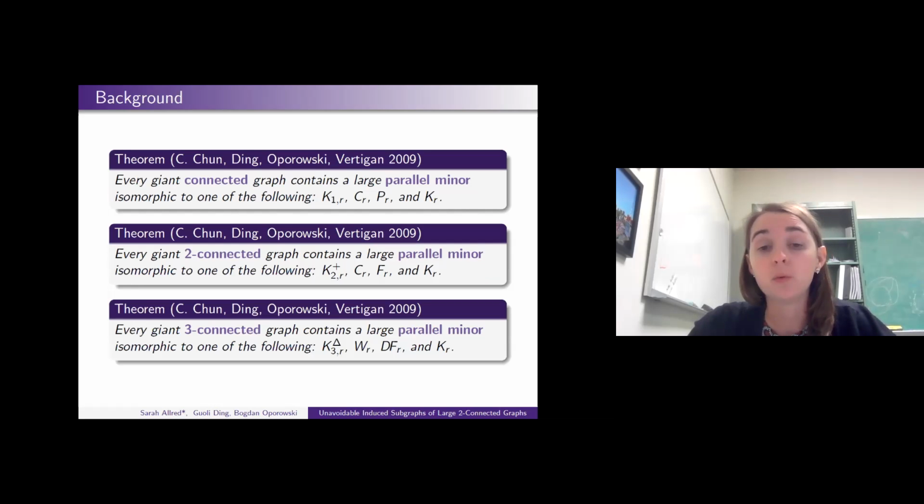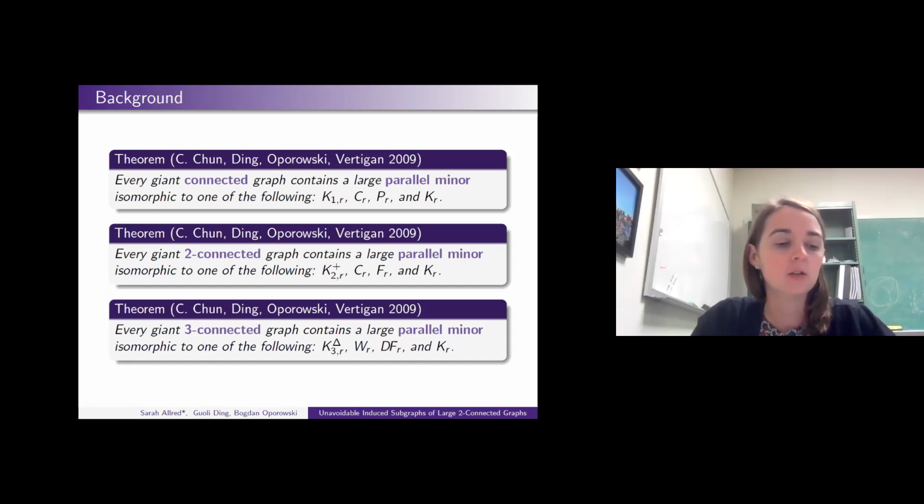So every giant three-connected graph contains a large parallel minor isomorphic to one of what we're calling K3 triangle or K3R triangle. That's K3R, but in our bipartition of size 3, we have a triangle joining those three vertices, a wheel, a double fan, or a complete graph. So here are three results for parallel minors. We had similar results for topological minors. So that means we would expect a matroid result.